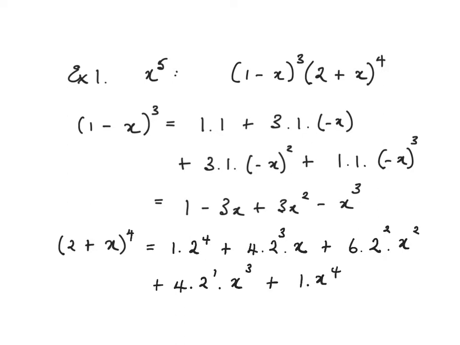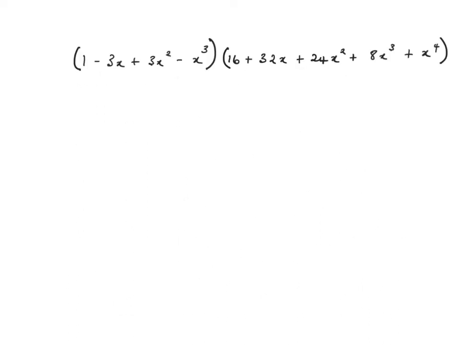And we can simplify that to give, so that's 2 to the power of 4 is 16. And we've got 2 cubed is 8 times 4 is 32, that's 32x. Plus 6 times 4 is 24, x squared. 4 times 2 is 8, x cubed. Plus x to the power of 4.